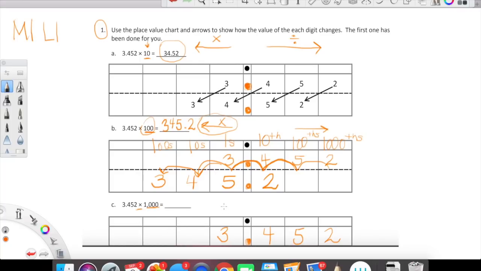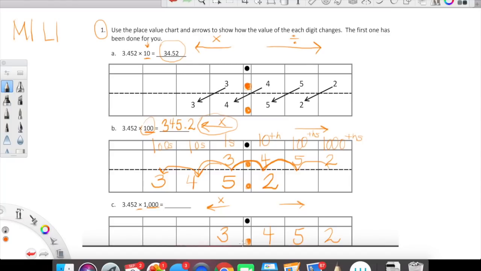We're still multiplying, so are we going to be shifting to the left or to the right? Will this number be growing larger, or will the result be smaller? Well, we're multiplying. We're making copies of this number, so this number is going to be larger, which means we're going to be shifting to the left. We're multiplying 3.452 by 1,000.